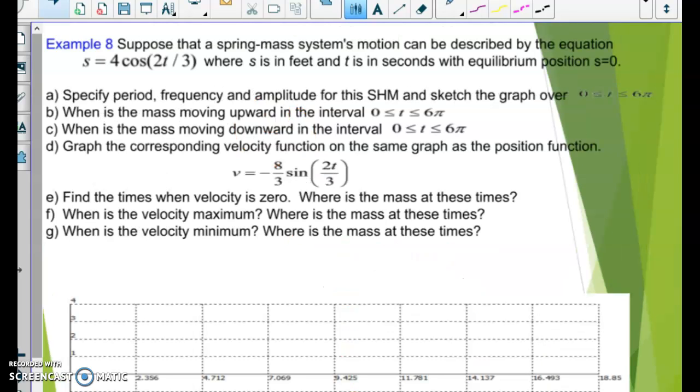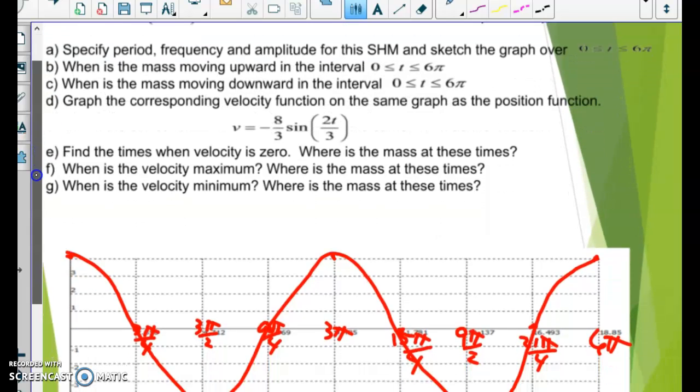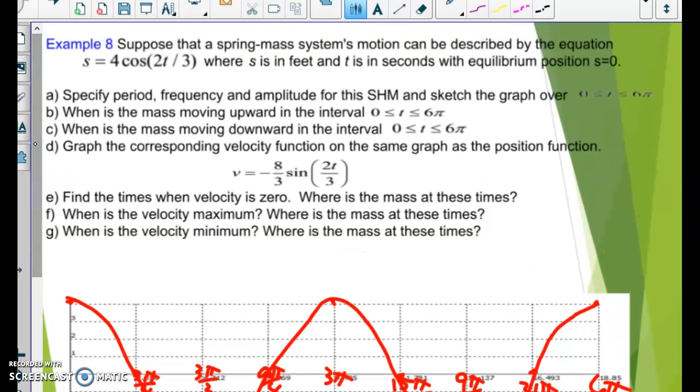All right. So suppose that we have a spring mass system. Motion can be described by the equation using the trig function, where S is in feet and T is in seconds, with equilibrium being at the position S equals 0. So I did a little math here and graphed it.